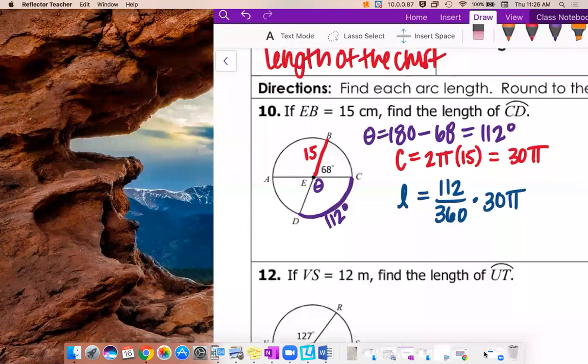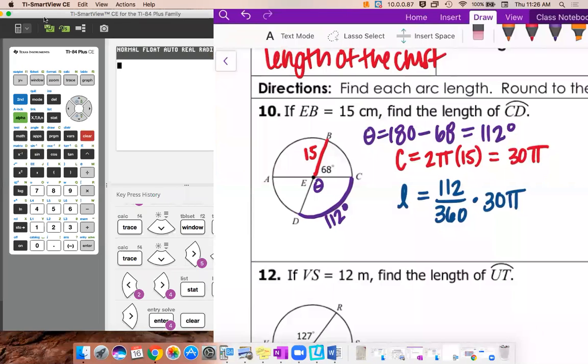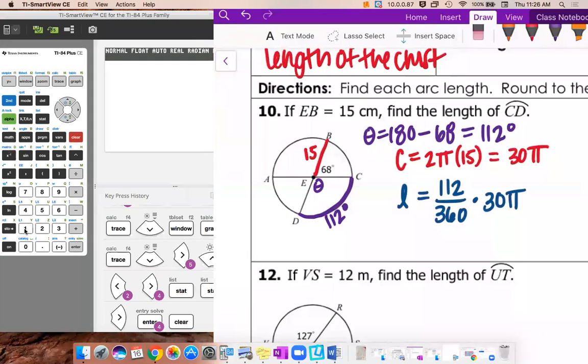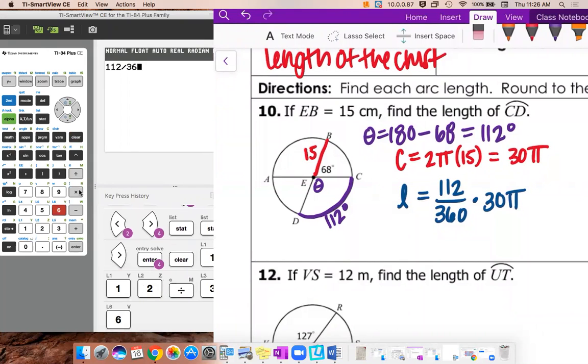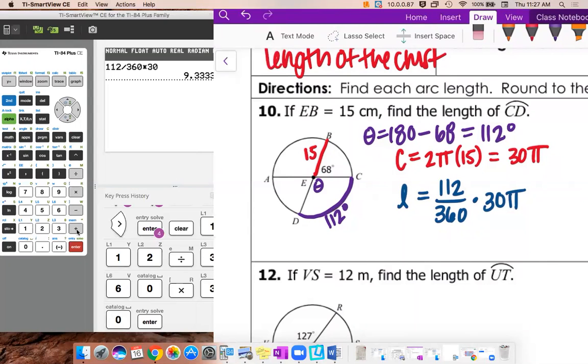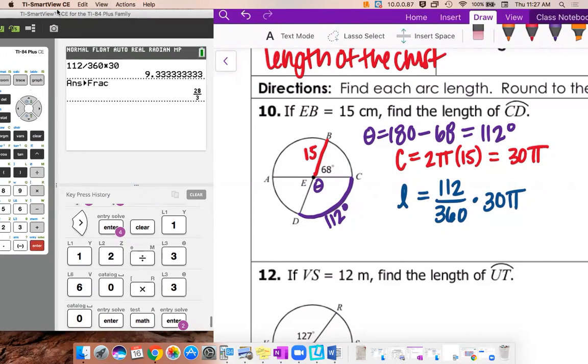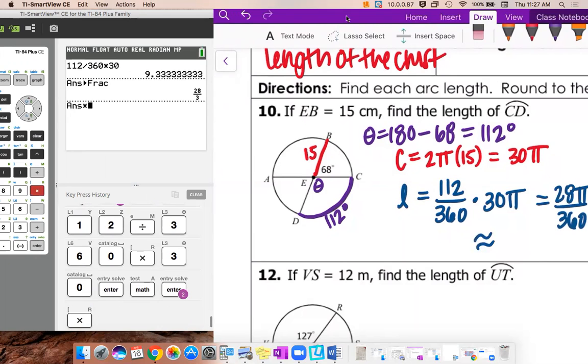So let's get our calculator out over here. Okay, so if you want to leave it exact, you would do 112 divided by 360 times 30. And then you can math frac it up. So then they'll say this is 28 pi over 3, and then the units we were working in was centimeters, so it's that many centimeters long. And then if you want to estimate it, remember you can just take this answer times pi.